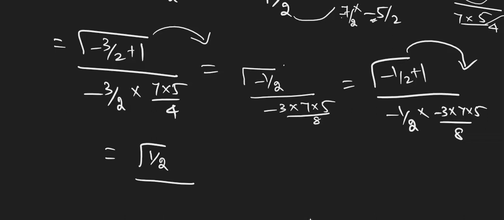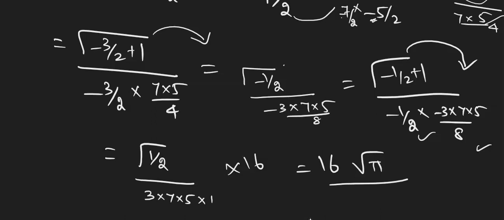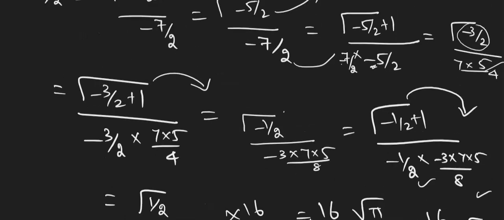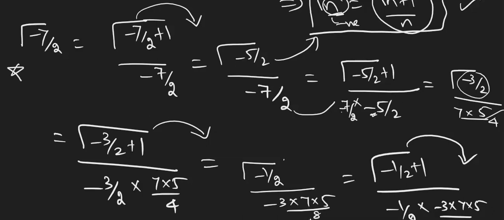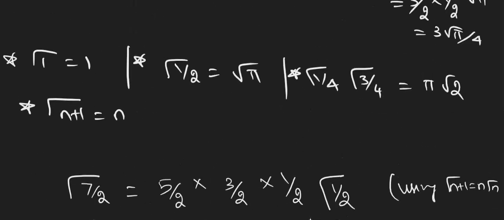And the denominator all will become positive. So 3 into 7 into 5 into 1 is there. And the denominator, 8 twos are 16, will jump to the numerator. Gamma of 1 by 2 is just root pi, divided by 3 into 7 into 5, which is nothing but 16 by 105 root pi. This is how you have to find the value for a negative fraction. This is how you will find the value for a positive fraction.